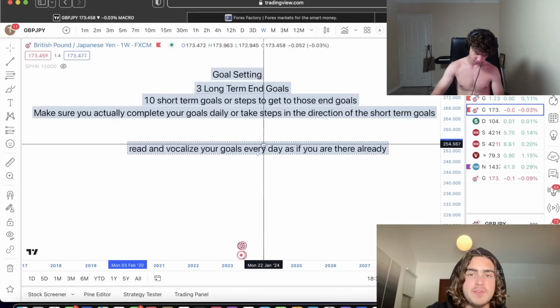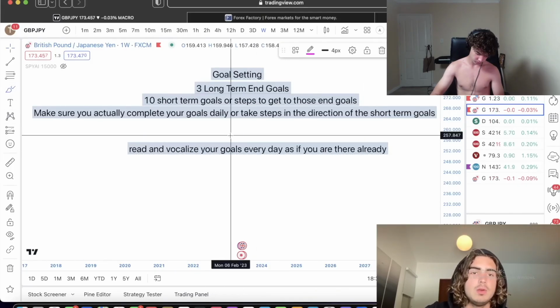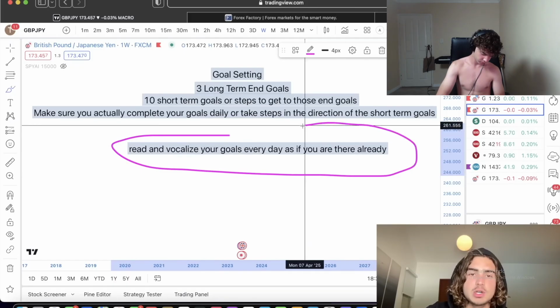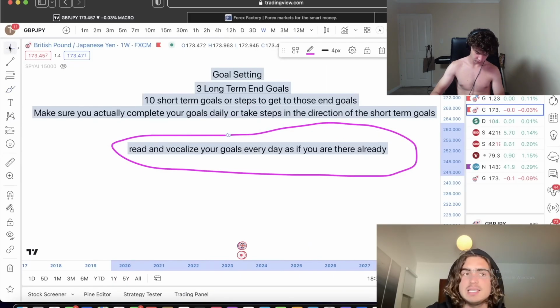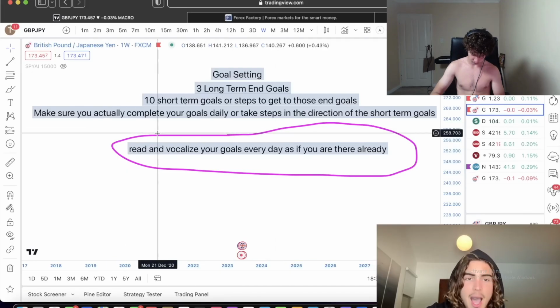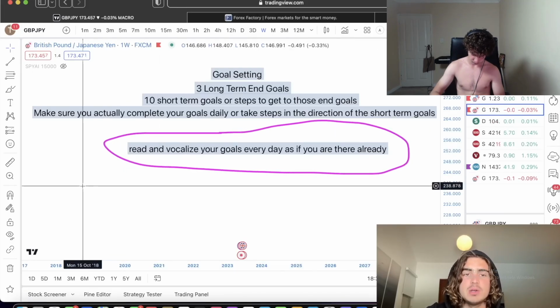This is very, very important, okay? Read and vocalize your goals several times, at least 5 times, out loud every single day as if you were there already. So what does that mean? That means whatever your long-term end goals are, let's say one of them is, I'm a millionaire, or you want to be a millionaire. You are going to say, I am a millionaire. And that is how you are going to write out your goal.